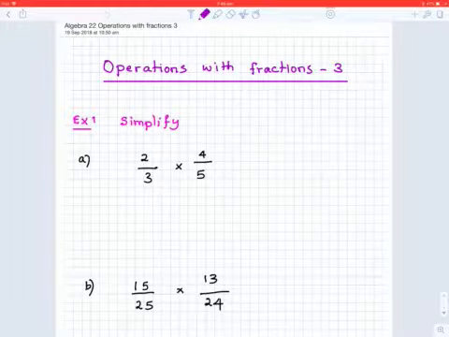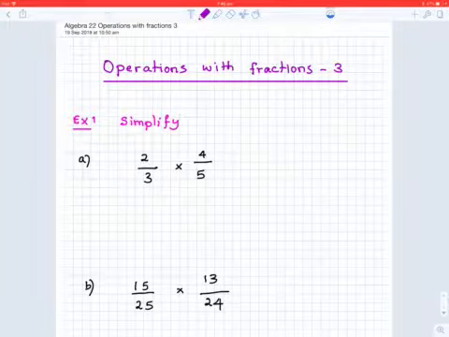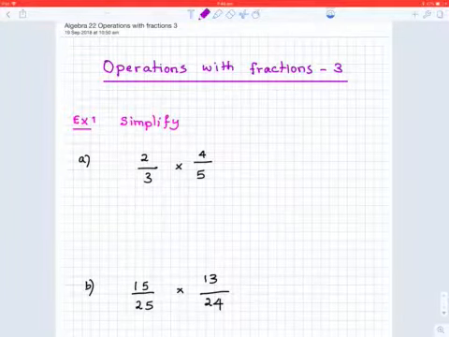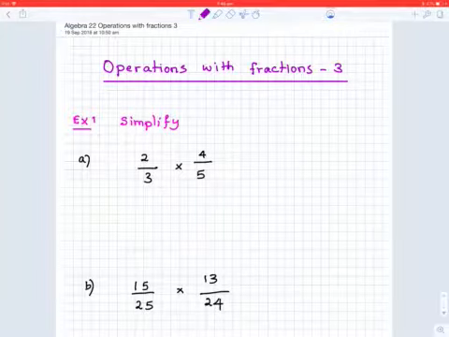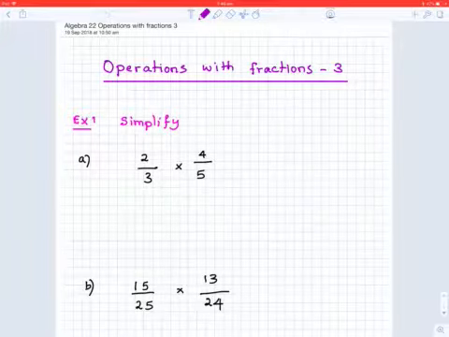Hello and welcome. Today we are going to simplify algebraic fractions. Today we are going to multiply algebraic fractions. Okay, before we multiply algebraic fractions, we see how to do numerical fractions.